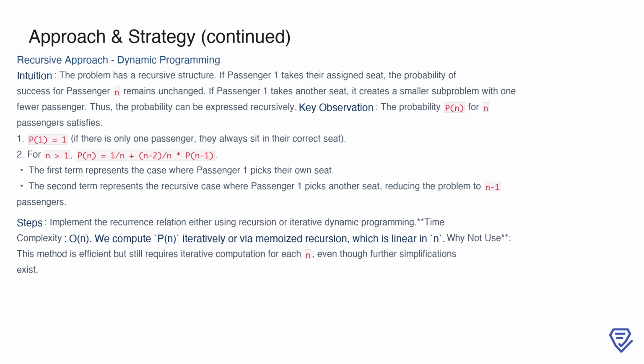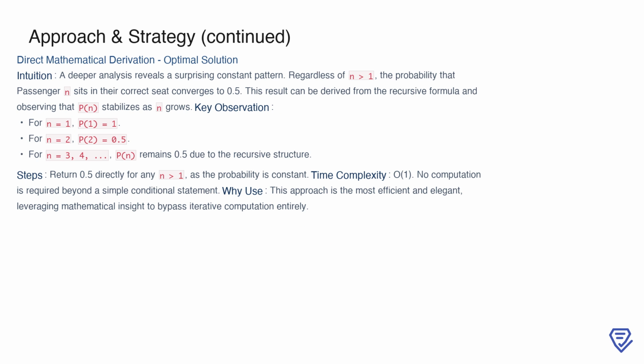This approach, implemented iteratively or with memoization, reduces the time complexity to O(n). While efficient, it still requires iterative computation for each n and doesn't leverage further simplifications. A deeper mathematical analysis leads us to the most elegant and efficient solution. Surprisingly, the probability that the last passenger sits in their correct seat converges to 0.5 for any n greater than 1. This constant pattern emerges naturally from the recursive formula.